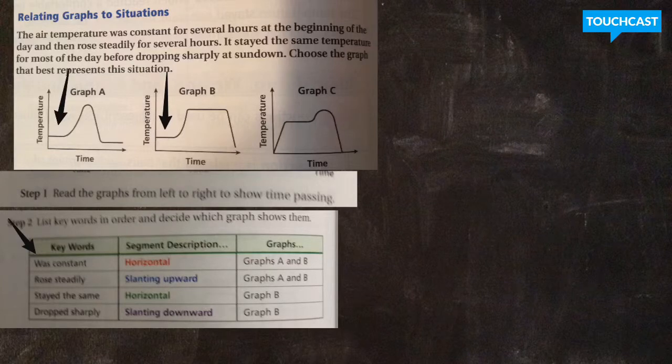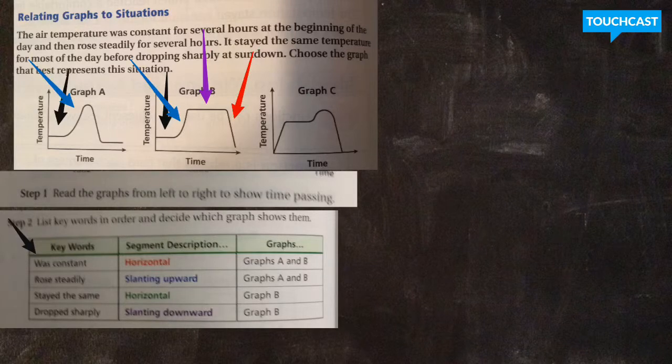Then it started to rise steadily for several hours. Well, I see that again in both graph A and in graph B. After it rose steadily for several hours, we stayed the same temperature. I don't see that in graph A because it has that peak and then it drops again. But in graph B, we have this steady line going in there. Now we drop sharply. I also see that happening in graph B, right here.